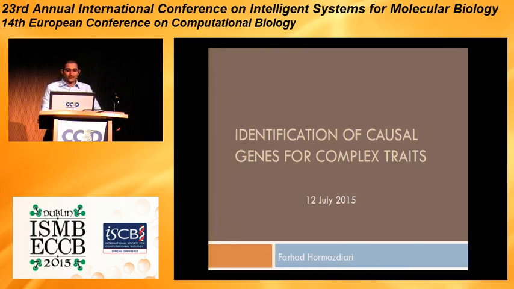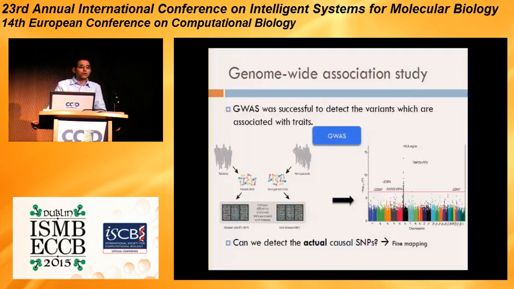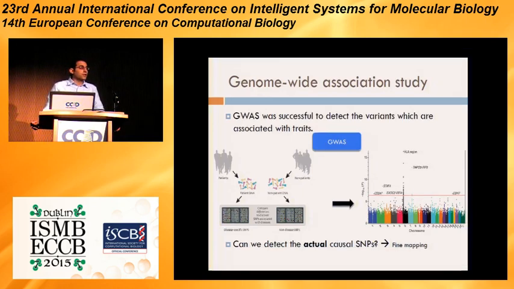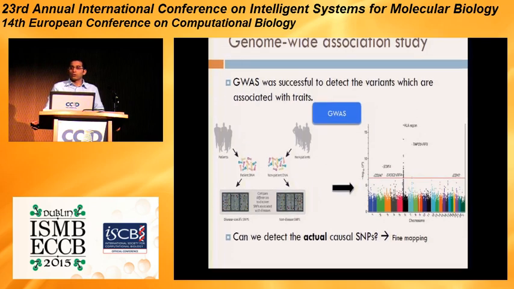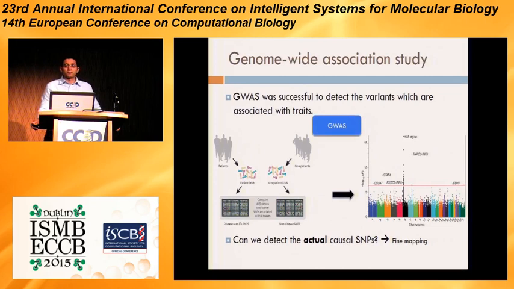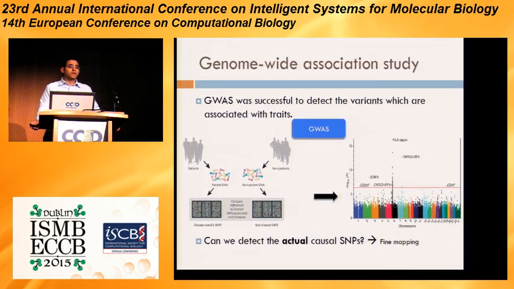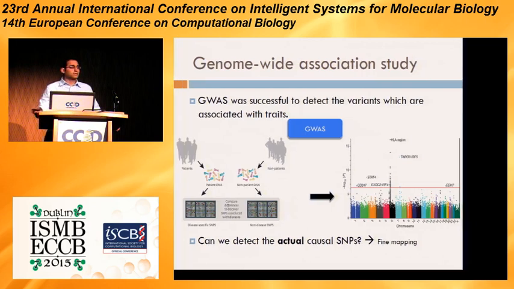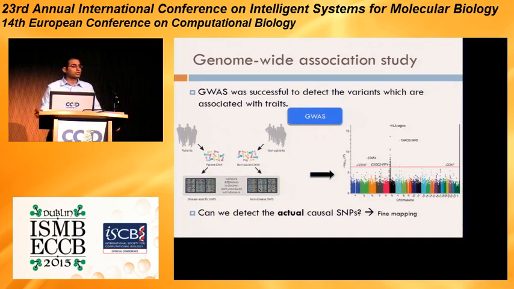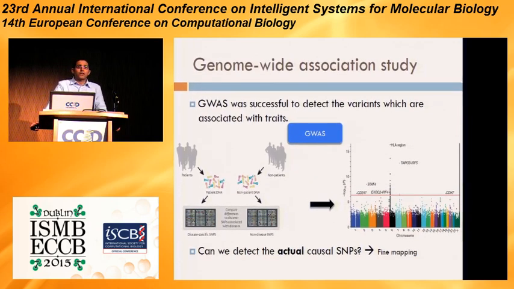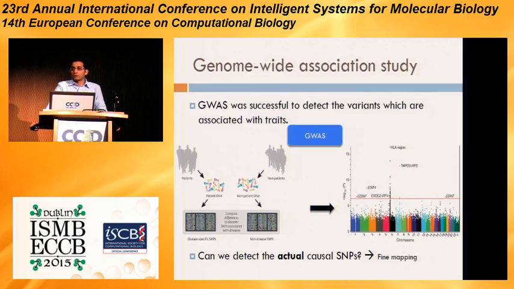Today I'm going to talk about the identification of causal genes for complex traits. As you heard in a previous talk, genome-wide association studies, or GWAS for short, are a very useful technique. You collect individuals who have the disease, called cases, and individuals who don't have the disease, called controls. You genotype them and then you perform some statistical tests. The output of this statistical test will be the significance statistics for each variant, and you can plot it in this Manhattan plot, where the x-axis is the variant location, and the y-axis is the significance score for each variant.